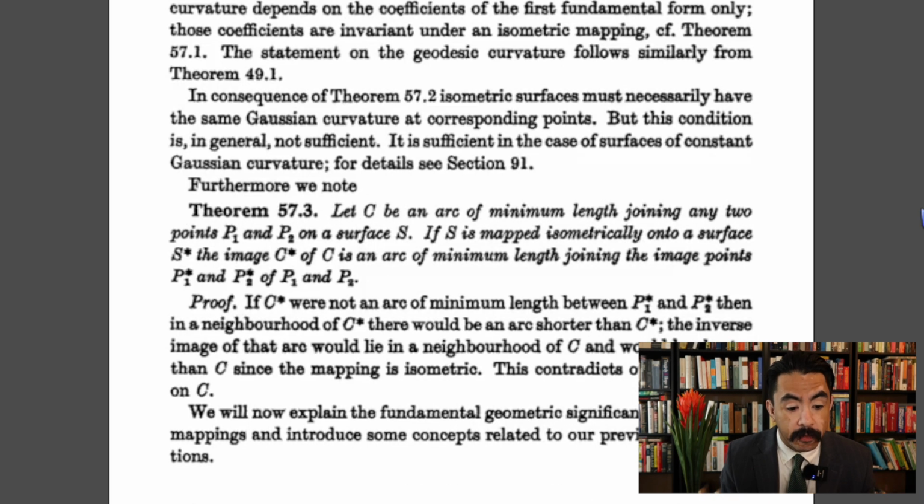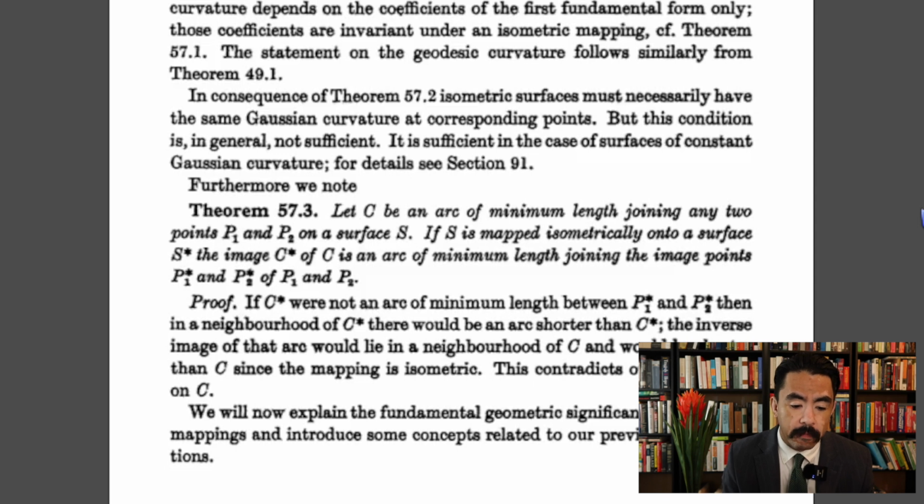In consequence of theorem 57.2, isometric surfaces must necessarily have the same Gaussian curvature at corresponding points, but this condition is, in general, not sufficient. It is sufficient in the case of surfaces of constant Gaussian curvature. For details, see section 91. Furthermore, we note theorem 57.3.